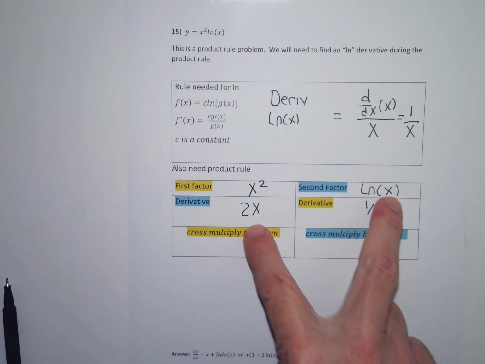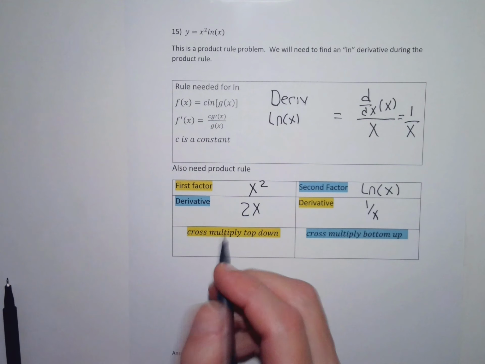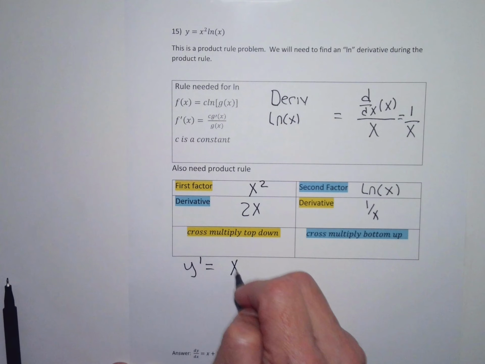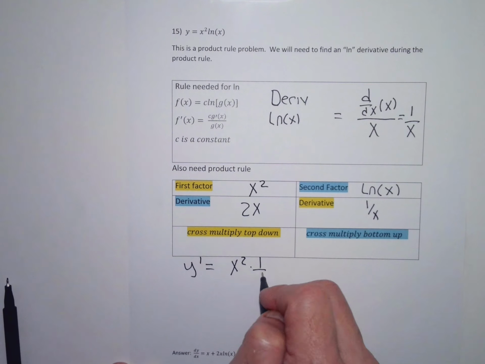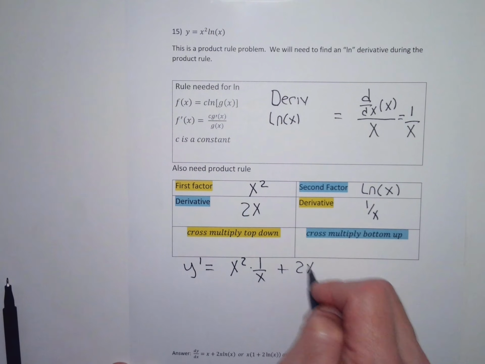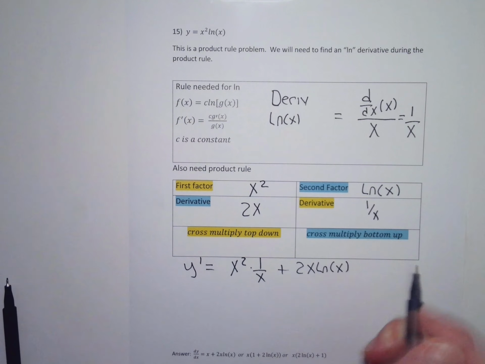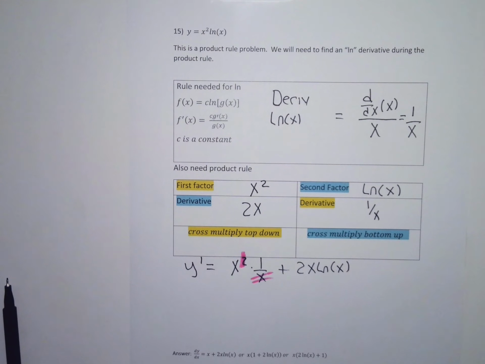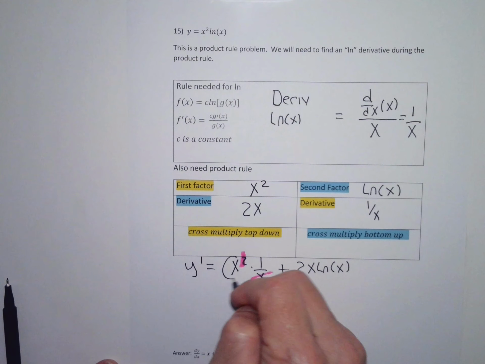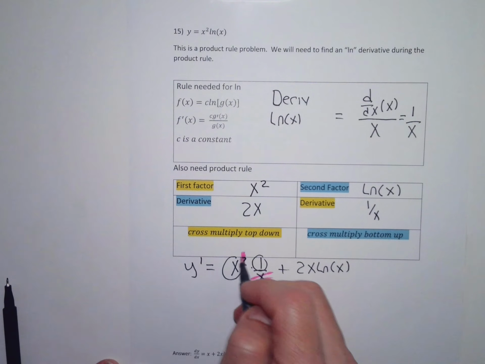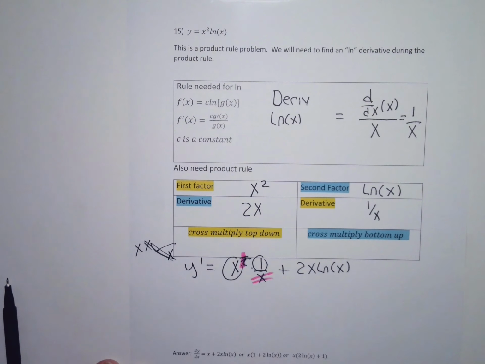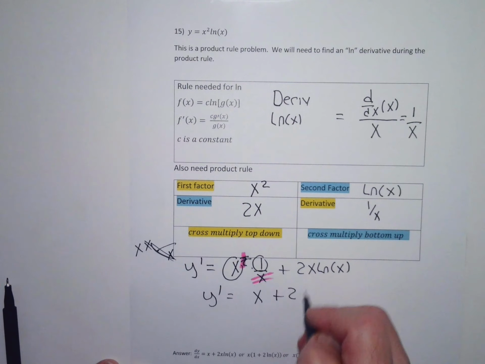Now I'm going to cross multiply, put a plus between. So I'm going to say y prime, which is the lazy version of writing the symbol for the derivative, is x squared times 1 over x plus 2x ln of x. This fraction cancels. This x cancels out one of the x's from the x squared, leaving me with a single x. So for this multiplication, I could cancel out one of the x's. My first term is going to be x times 1, which is just x. My last term is 2x ln of x.